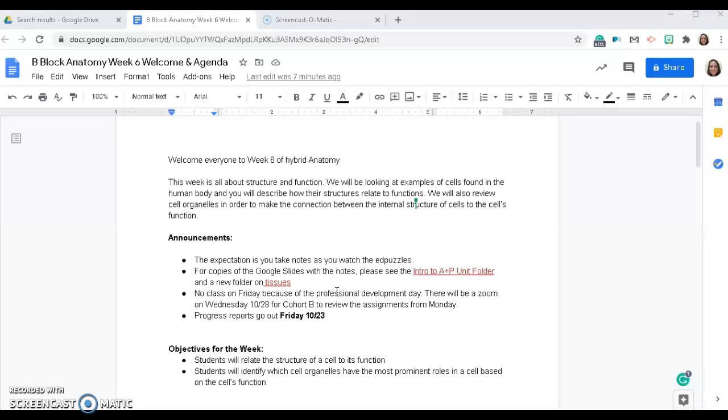I will have a Zoom meeting next Wednesday to check in with cohort B since you will be doing the same assignment as cohort A remotely, and so just to check in, make sure everything is clear and everyone's on the same page. Progress reports go out this Friday, so if you owe me any work, you need to get it to me by today.